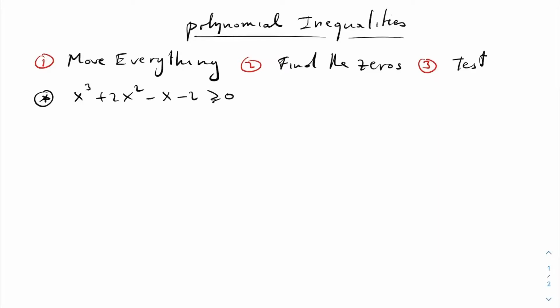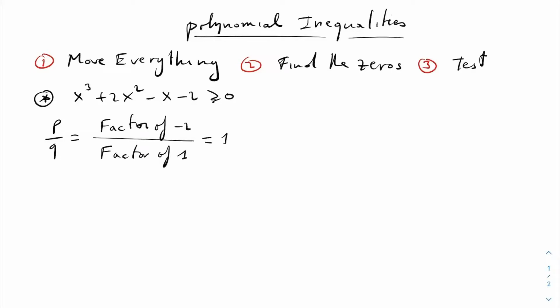So since all of my coefficients here happen to be integers, if some of my zeros are in rational form, they have to be in the form p over q, where p has to be a factor of negative 2 and q has to be a factor of 1, which means that some of my possible zeros here are going to be plus or minus 1 or plus or minus 2. And so with that, I can start checking these out to see if some of these work.